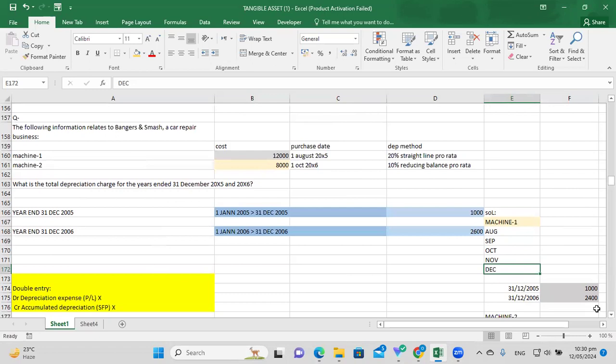We need to calculate this on a pro rata basis. That's why we counted the number of months for the year ended 2005. We purchased the machine on 1st August 2005, and the year end is 31 December 2005, so we used the machine for 5 months. How do we calculate now? Your cost is 12,000, 20% is your straight line, and you multiply this by 5 over 12. You will get 1,000. So for 31 December 2005, your depreciation is 1,000 for this year.